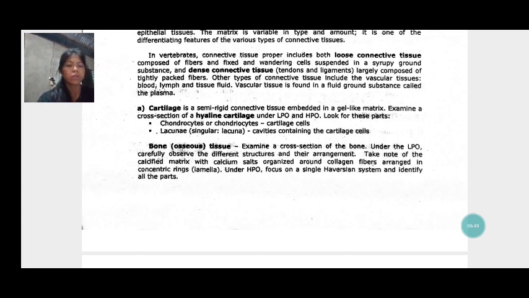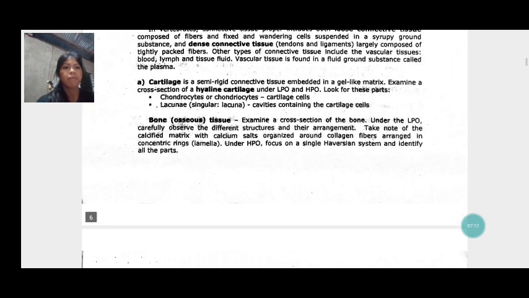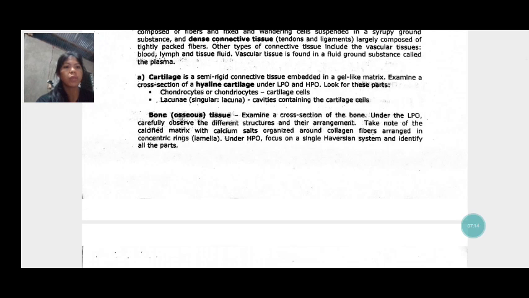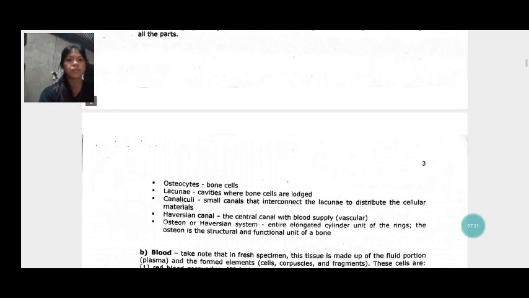Bone, or osseous tissues. Examine a cross-section of the bone under the LPO carefully. Observe the different structures and their arrangement. Take note of the calcified matrix with calcium salts organized around collagen fibers arranged in concentric rings called lamellae. Under HPO, focus on a single Haversian system and identify all the parts.